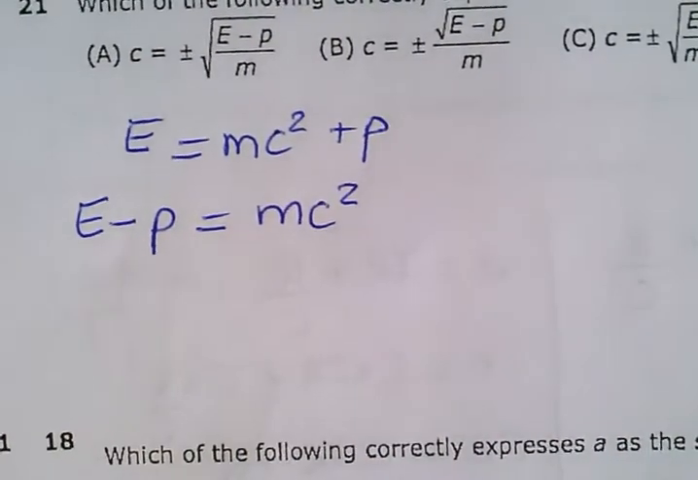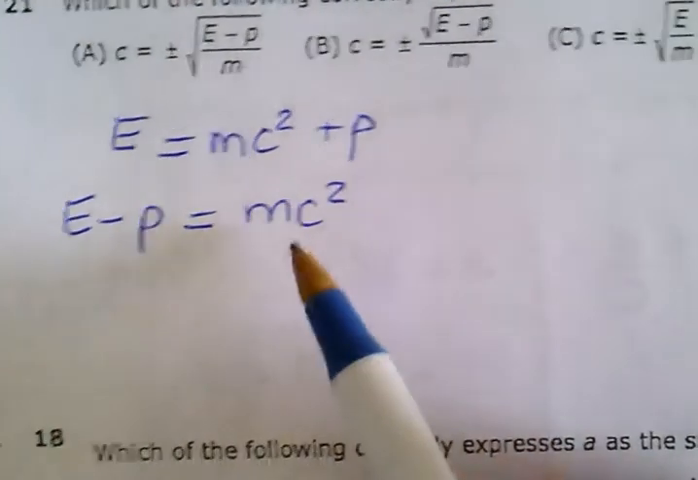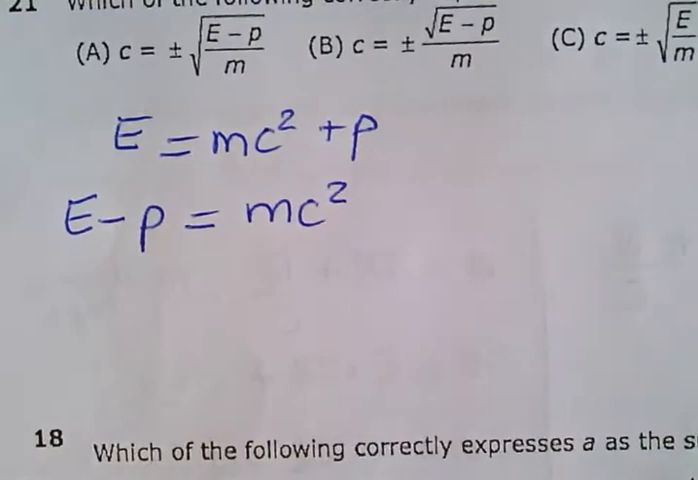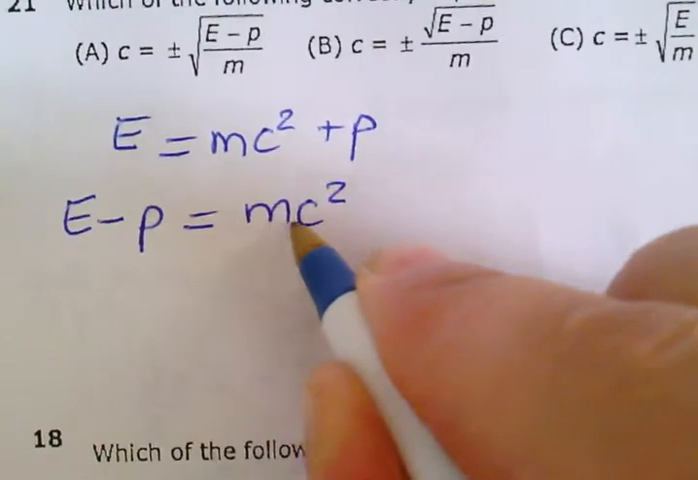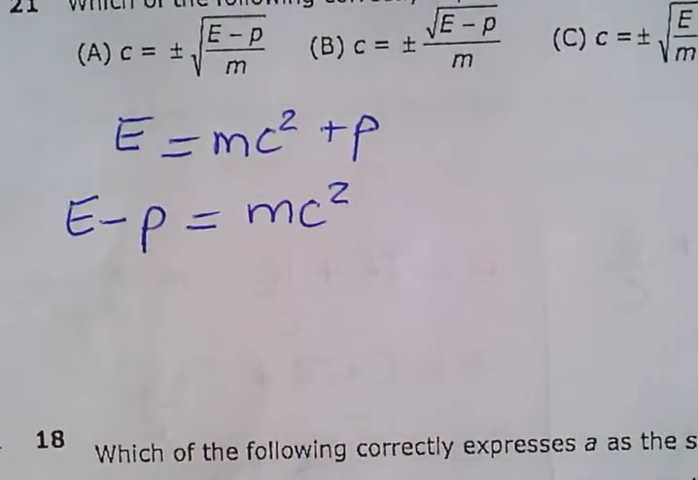What should we do next? I'm trying to keep C on its own. We move the M. There is a times. Don't worry about the squared yet. We're moving the M. The inverse operation of timesing M. The M and the C squared are attached with the times. Opposite of times M is divide by M.